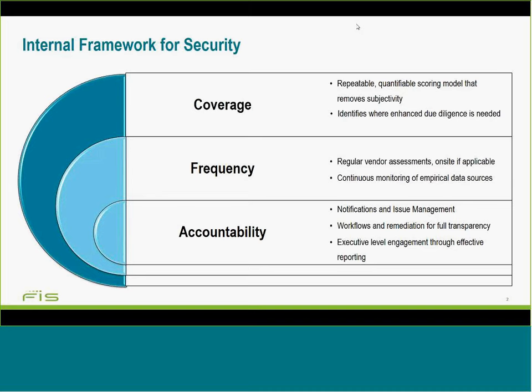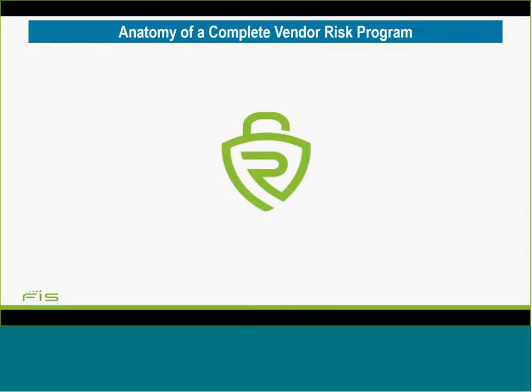Then the accountability. We can be having notifications and issue management. So as do our vendor assessments, to have a centralized location when issues actually do arise, that full workflow and transparency so that we know we have different levels of approvers work through those issues. It makes up an anatomy of that complete vendor risk program.